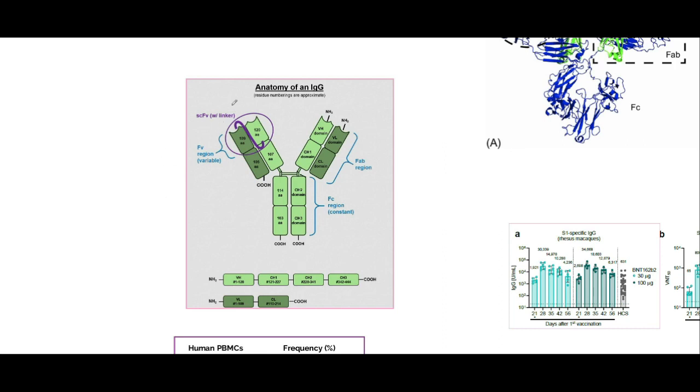Up here I just have the anatomy of the IgG, which is that antibody that we want, and the way they work is they're in this Y shape, and they have this section here in the branches of the Y that are quite variable.